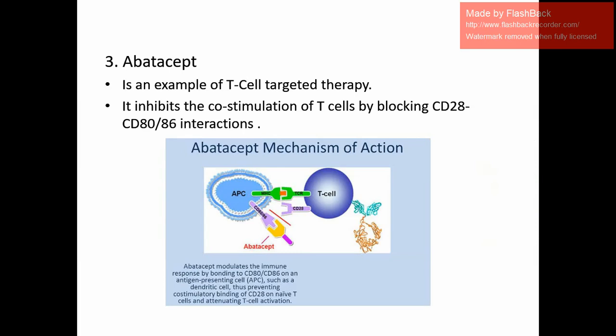Next, abatacept. It is an example of T cell targeted therapy. It inhibits the co-stimulation of T cells by blocking CD28 and CD80/86 interactions. Once a T cell is activated, it releases several mediators which cause activation of other cells like B cells and macrophages. Hence, activation of T cells is prevented by abatacept.